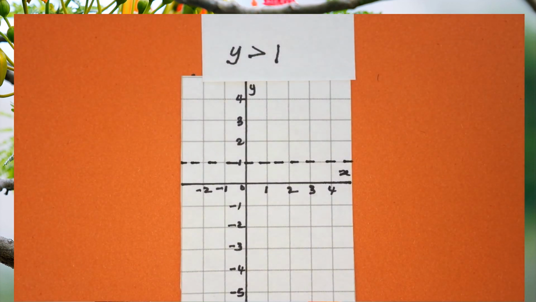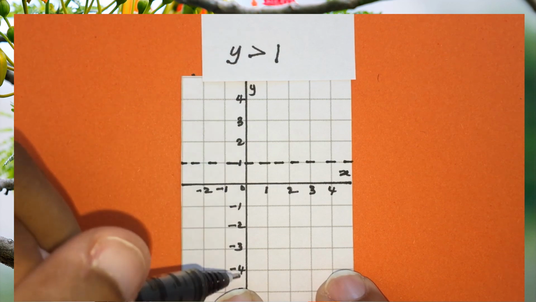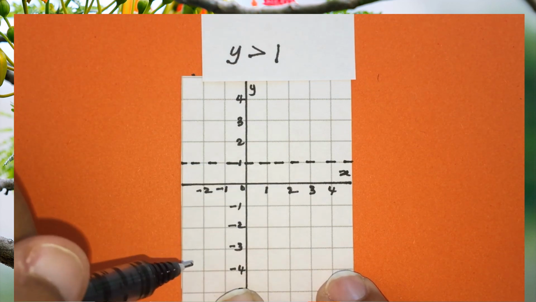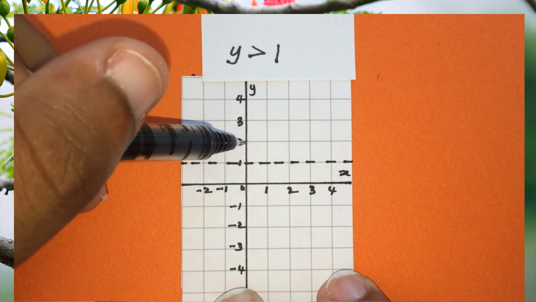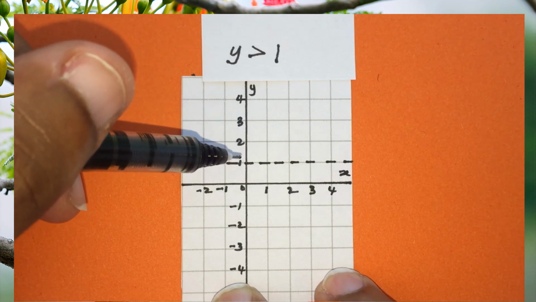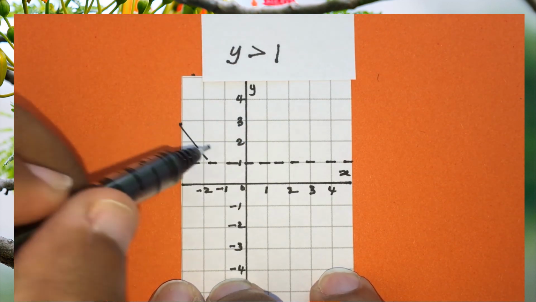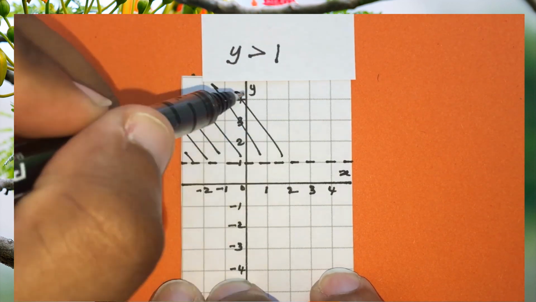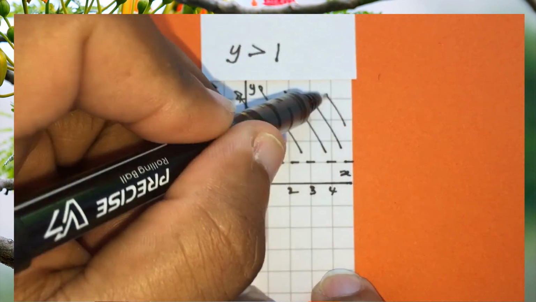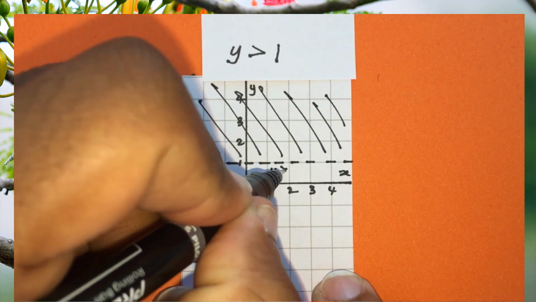With that done, we now need to determine where on the graph y is greater than 1. If I come down here, notice the values are getting smaller, so it wouldn't be this area. If I look at this one, this is where y is 2. 2 is greater than 1. 3 is greater than 1. So I'm going to shade above the line, like this. And on this line now, I can write y is greater than 1.